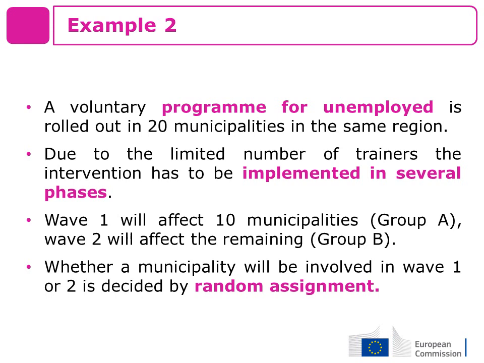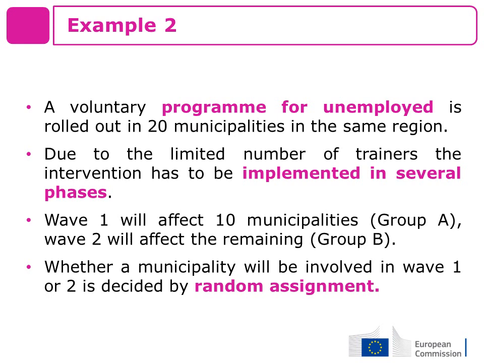Example 2. Assume that a new voluntary training program for unemployed needs to be rolled out in 20 municipalities in the same region. Because there are a limited number of trainers, the intervention needs to be implemented in several phases, providing the training to unemployed people in only 10 municipalities at the same time. At time 1, there's going to be one wave, and at time 2, a second wave.